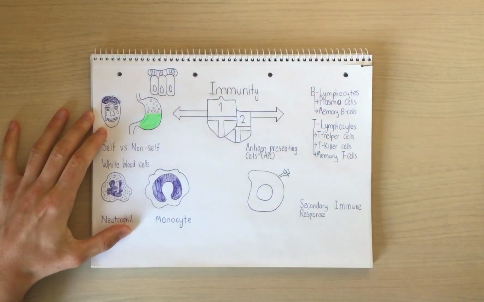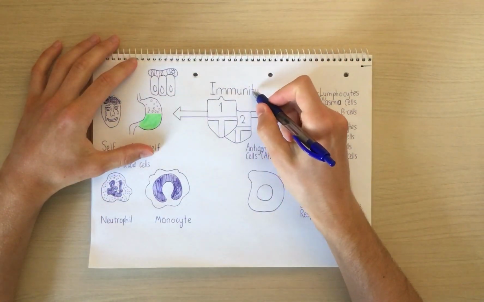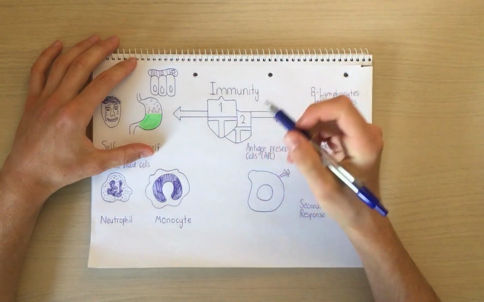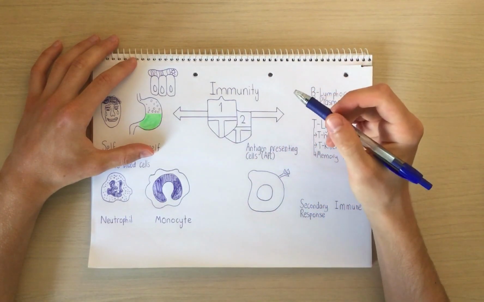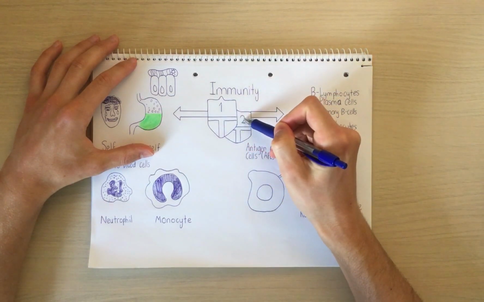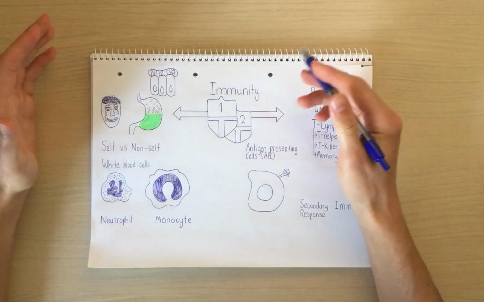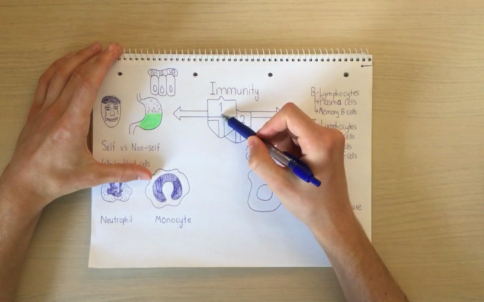In today's video, we're going to go over immunity for AS level biology. By the end of the video, you're going to know the processes involved in the first and second lines of defense. So without any further ado, let's jump into the first line of defense.